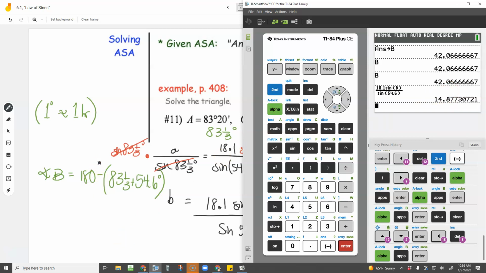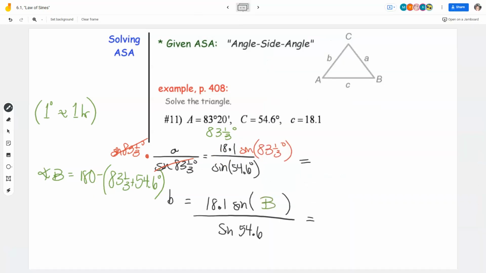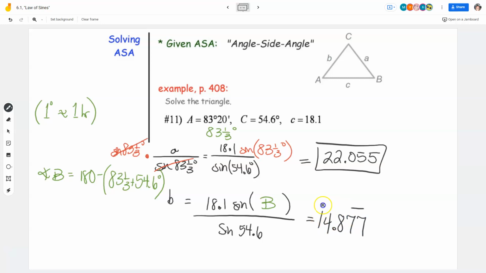What was that? I lost my little A. 22.055. And you rounded, right? Yes, yes, yes. And what was B? 14.87. And what was angle B? 42.06.